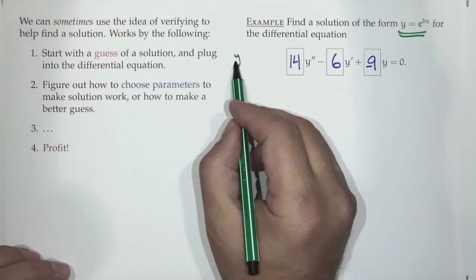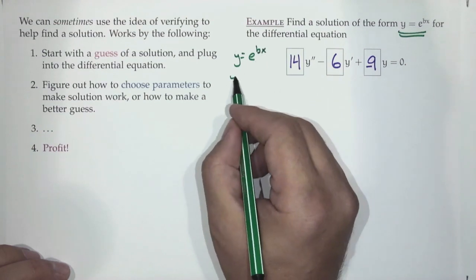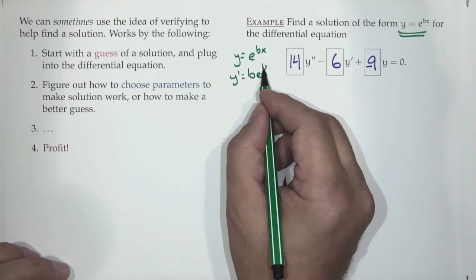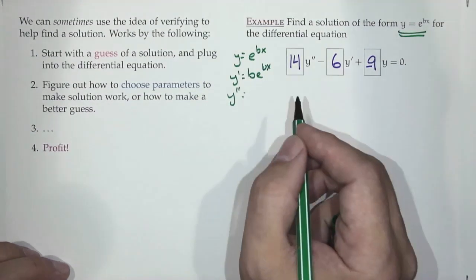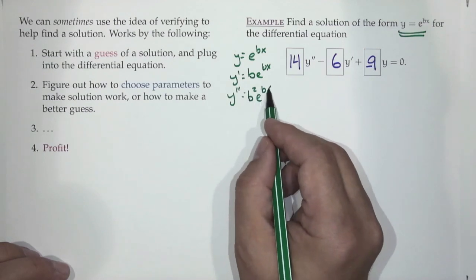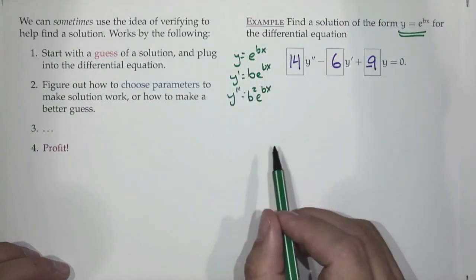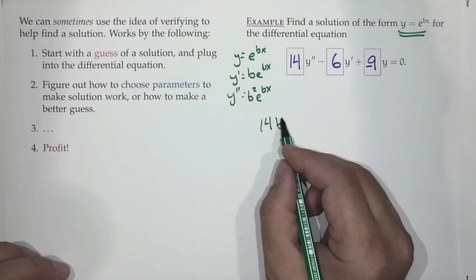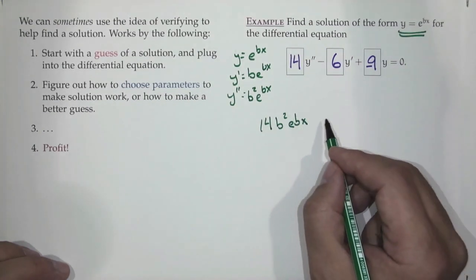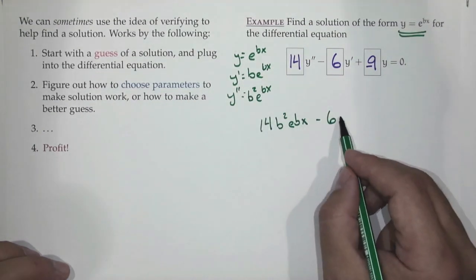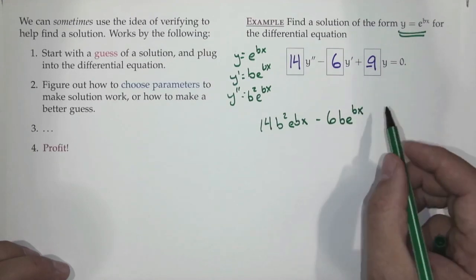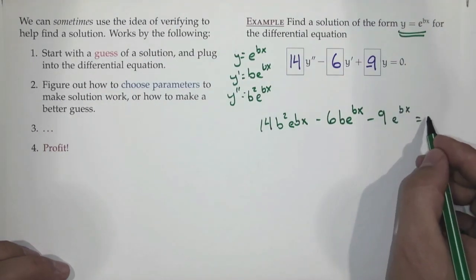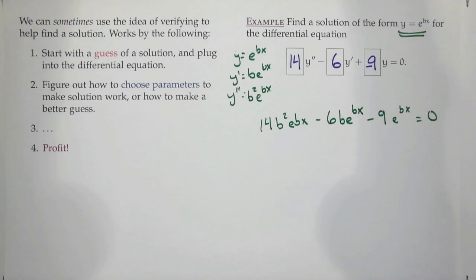So we say, all right, if y is e to the bx, what does y prime equal? Yeah, b e to the bx. The b comes down. What about y double prime? b squared e to the bx. And so we're going to plug these in. So we're going to have 14 times y double prime, so that's b squared e to the bx, minus 6 times y prime, b e to the bx, and then minus 9 times y, which is e to the bx, equals 0.